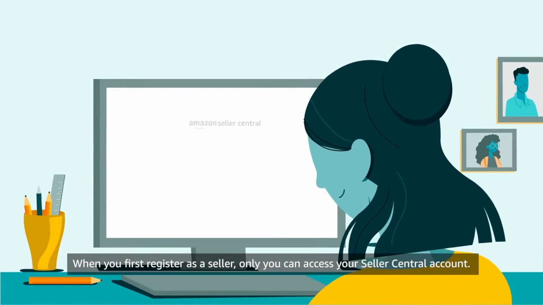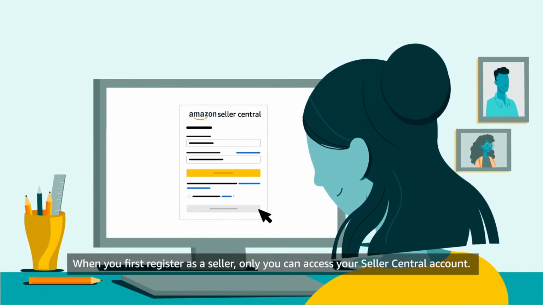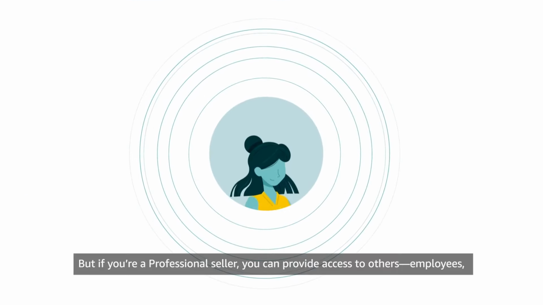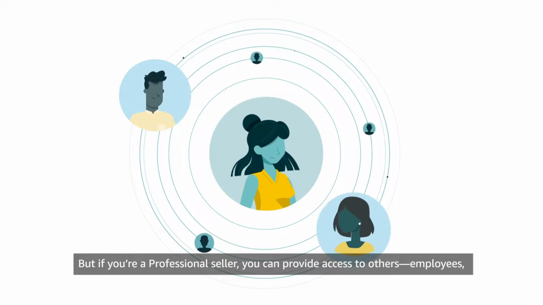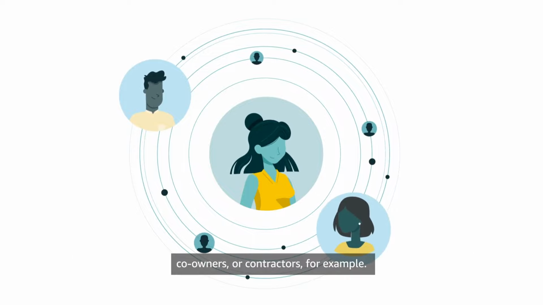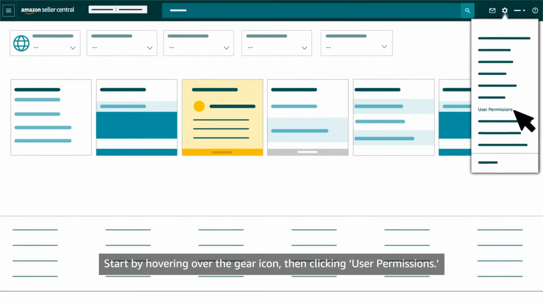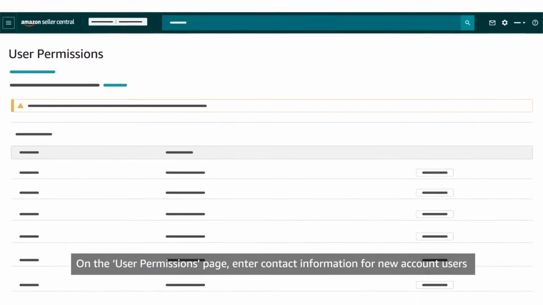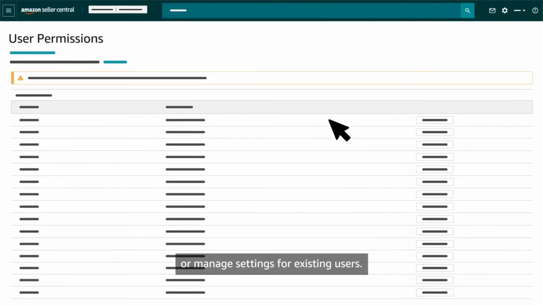When you first register as a seller, only you can access your Seller Central account. But if you're a professional seller, you can provide access to others, employees, co-owners, or contractors, for example. Start by hovering over the gear icon, then clicking User Permissions. On the User Permissions page, enter contact information for new account users or manage settings for existing users.